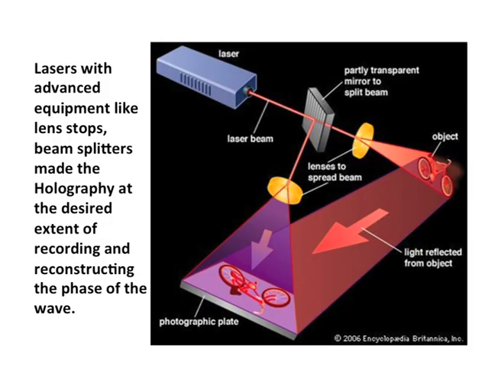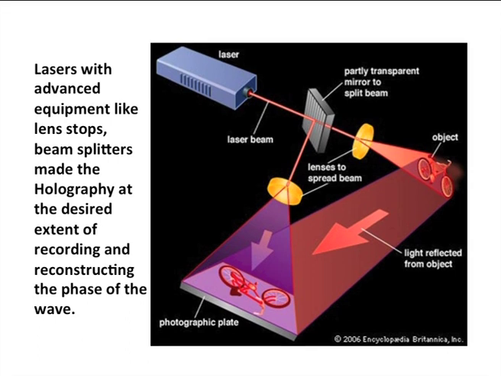Now, as lasers have improved, a large number of associated equipment were improved, called lens stops, and also beam splitters, and various paraphernalia. These things helped us to make holography to a desired extent. The hologram that was produced by Gabor was very inferior compared to the latest holograms, but he introduced a very important concept for the recording as well as reconstruction: the phase of the wave, that is very important.